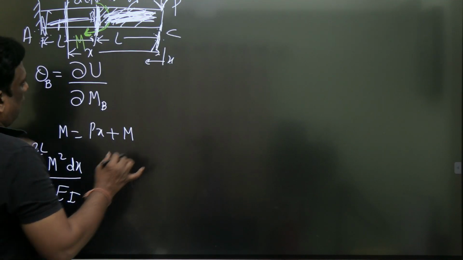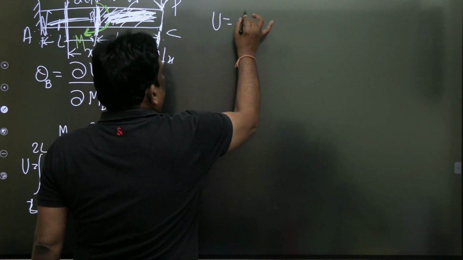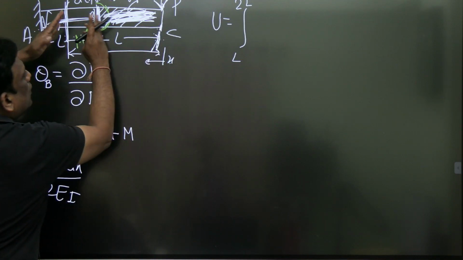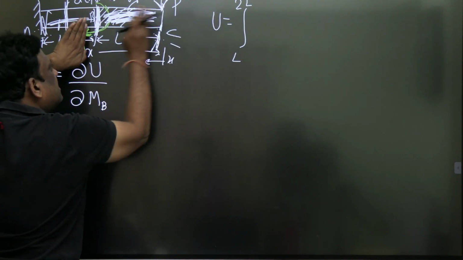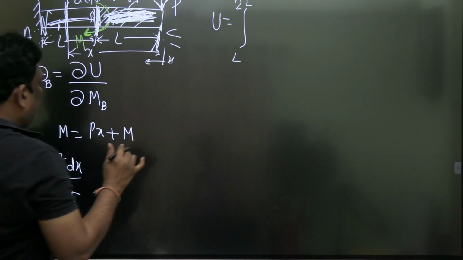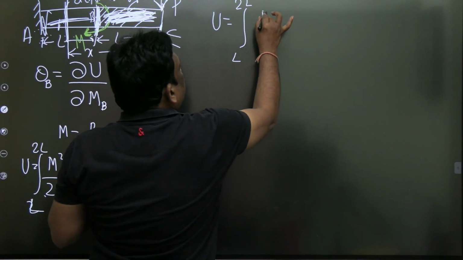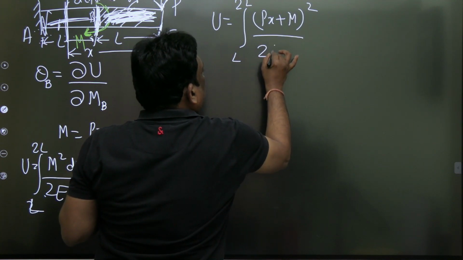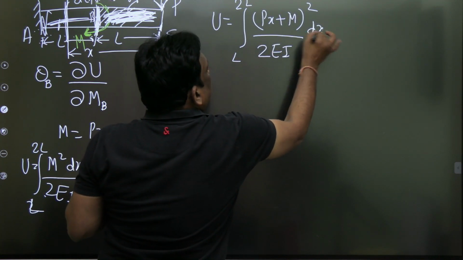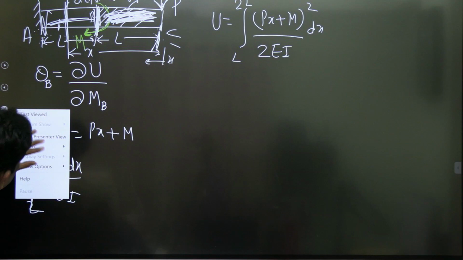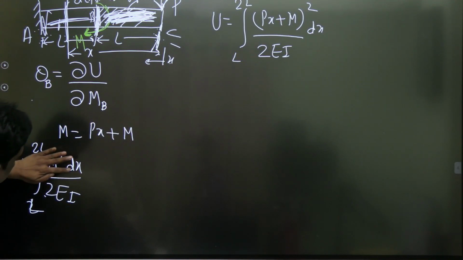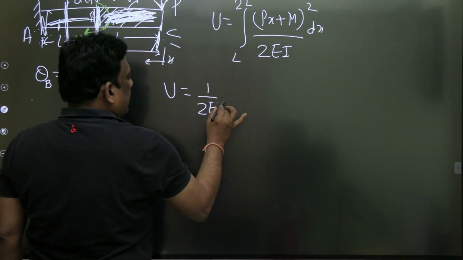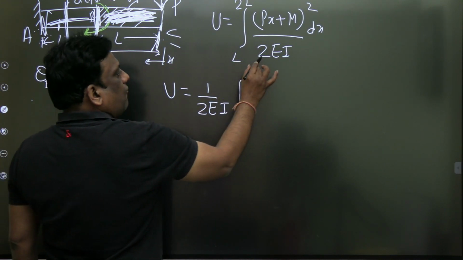Now, look. The total strain energy is given by the integral from L to 2L, not 0 to 2L. So 0 to L is not absorbing because it is rigid. Only this is absorbing. So M square. What is M? Px plus m, whole square by 2EI into dx. So U is equal to 1 by 2EI.